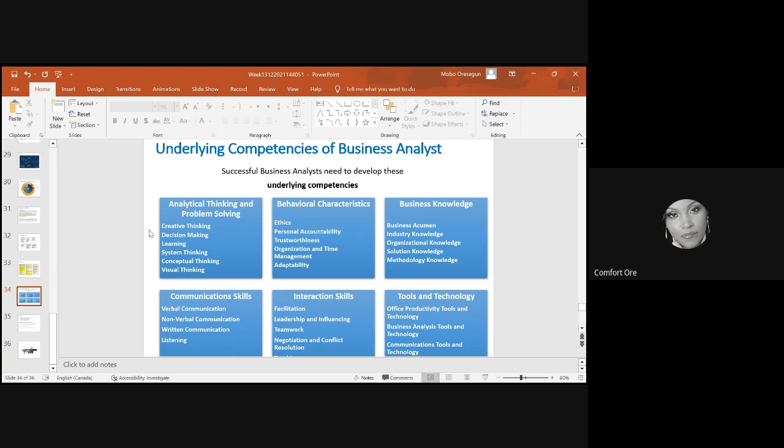One of the key competencies is quick learning. Business knowledge is essential. How do you deliver if you are not competent with the business needs, right? The industry knowledge, organization knowledge, solution knowledge, methodology.